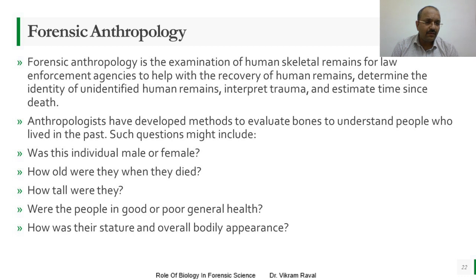How tall they were, that can also be established. Were the people in good or poor general health, whether the person was already suffering from a disease and then died, or was killed and then whatever remnants are there were found, the general health of the person can also be established. Now, what was their stature and overall bodily appearance? As we saw previously, facial and skull reconstruction helps us identify whether that individual was the same or not. From the bones and skeletal remains we can identify the stature, whether he was thin, fat, what his height was, whether he was dwarf or tall, and so on.